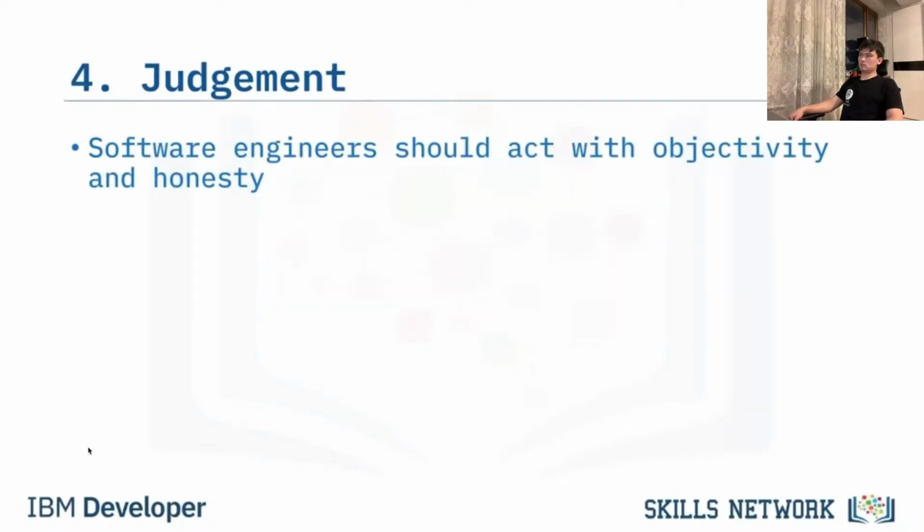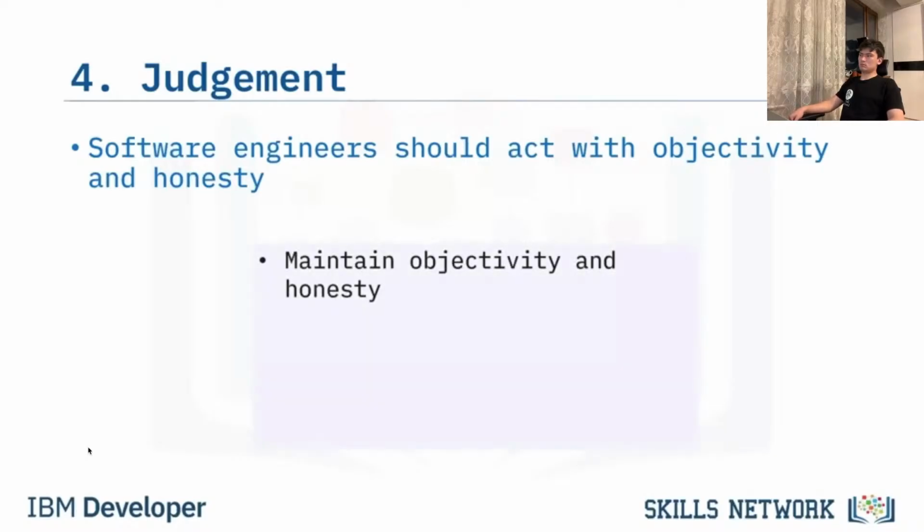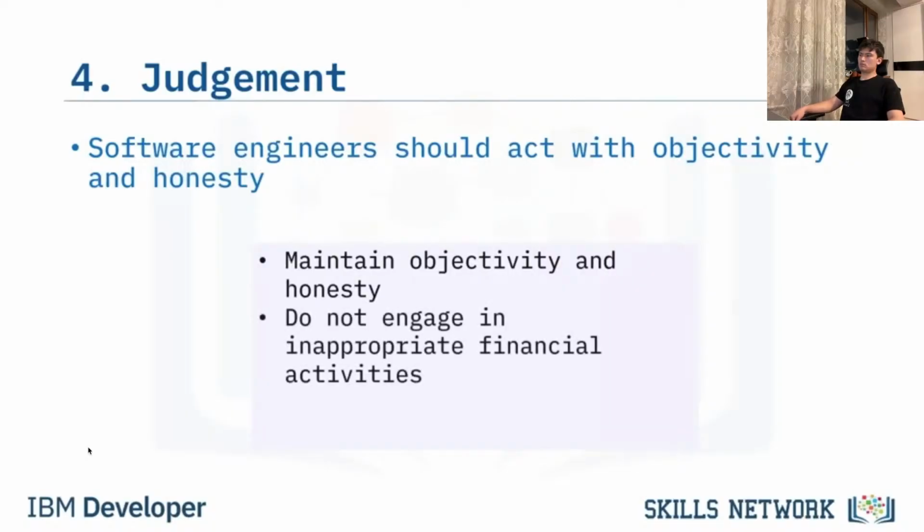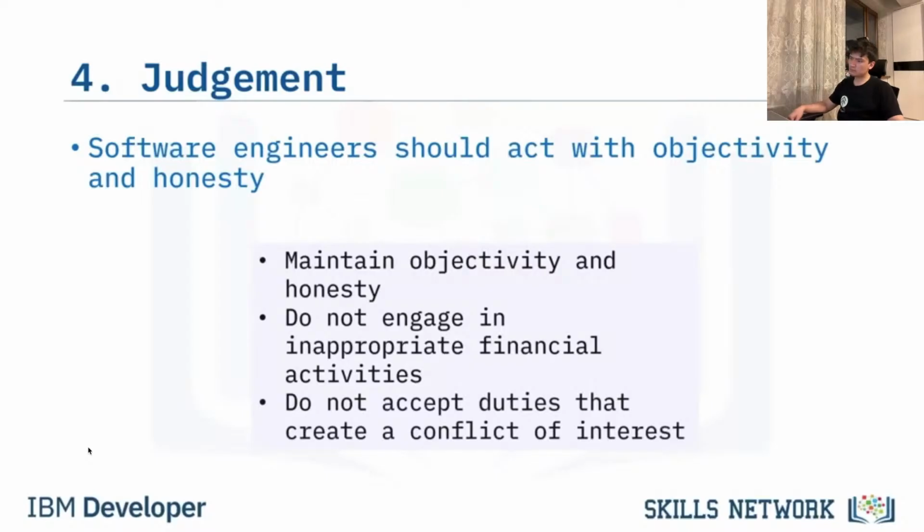Now, this next principle outlines how software engineers act with integrity and independence in their professional judgment. They are expected to maintain objectivity and honesty when working with the software and relevant documents they are involved with. Software engineers should not engage in any inappropriate financial activities, such as bribery and double billing, nor may they accept duties that create a conflict of interest.